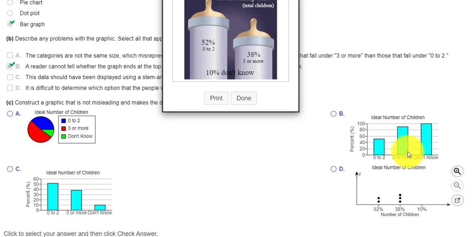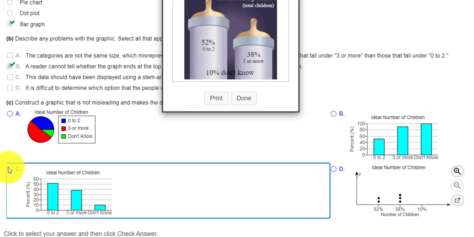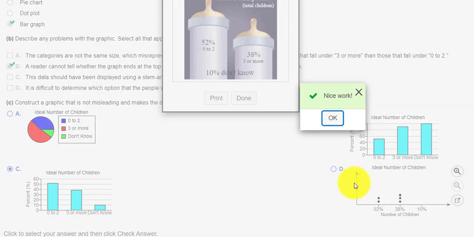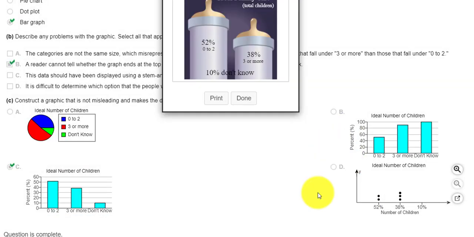3 or more should be less. So yeah, the graphic should go down, right? 0 to 2, 3 or more, I don't know. The value should go down. So letter C should be my answer. We get the nice work. And I think that's it.